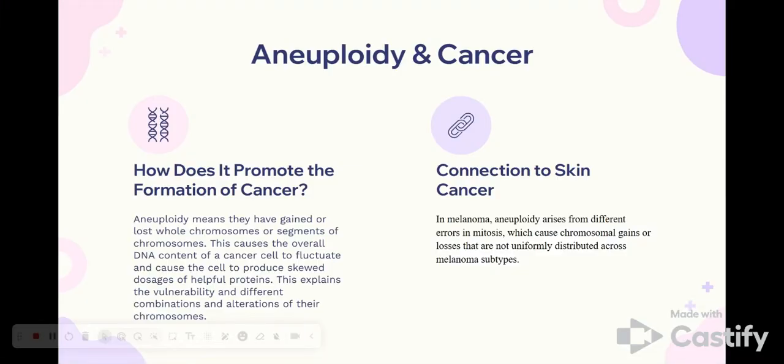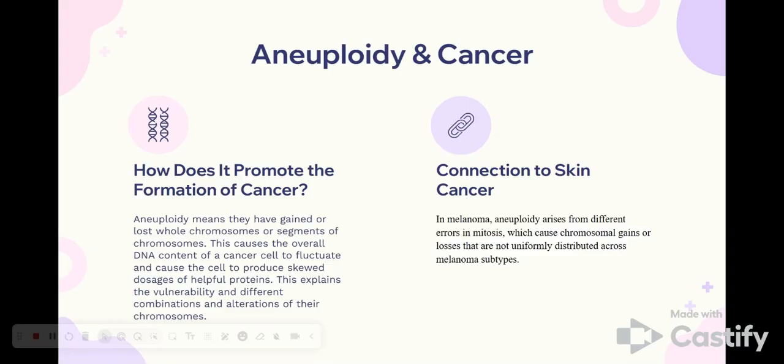Its connection to skin cancer. In melanoma, aneuploidy arises from different errors in mitosis. This includes, number 1, spindle assembly checkpoint, SAC, defects, which allow cells to divide with misaligned chromosomes. Number 2, abnormal centrosome duplication, leading to multipolar spindles and unequal chromosome segregation.